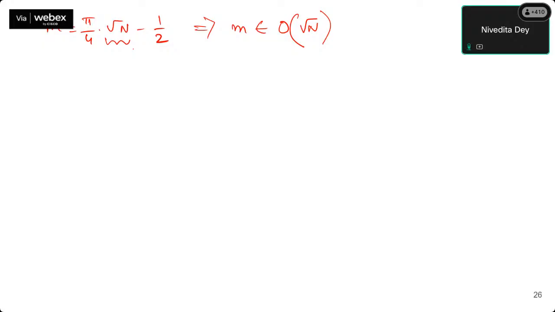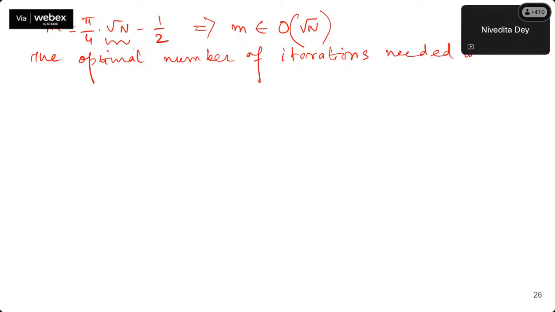And what was my m? The optimal number of iterations required to match the gap between S and W. Therefore, we can make that the optimal number of iterations needed to also at maximum, we don't need more than that.